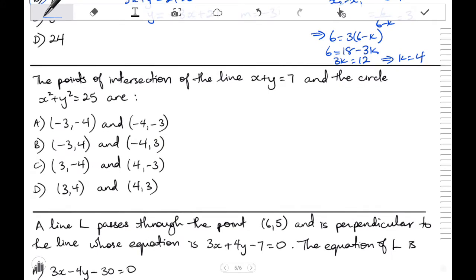The points of intersection of the line x plus y equals 7 and the circle x squared plus y squared equals 25 are. Now we recall, to find points of intersection, we usually solve simultaneously. But when we're doing a multiple choice, there's a quick way to solve this.